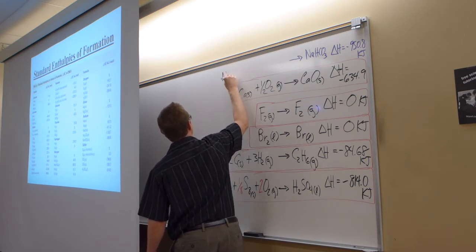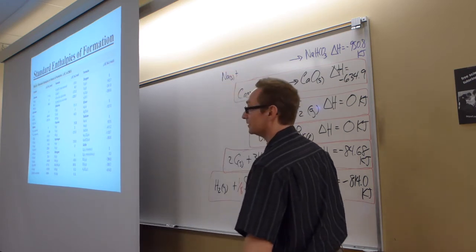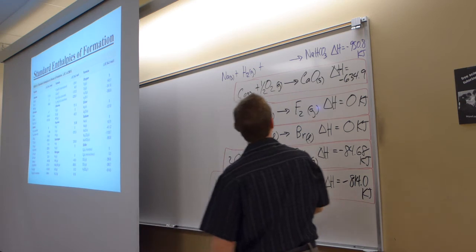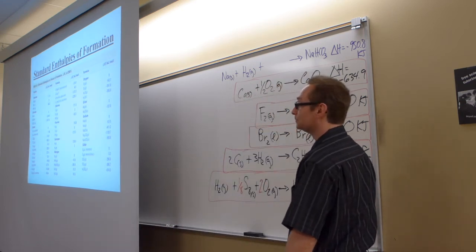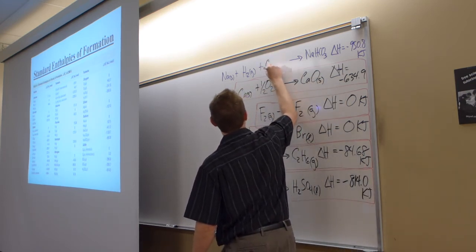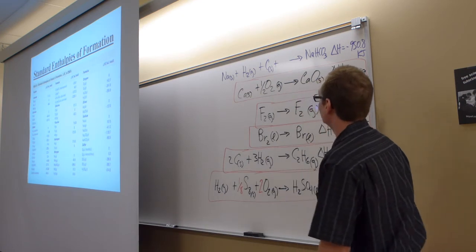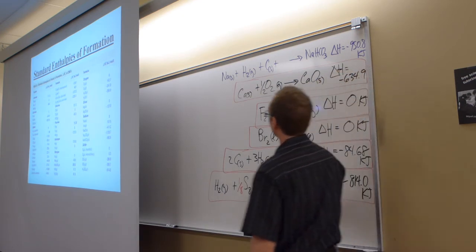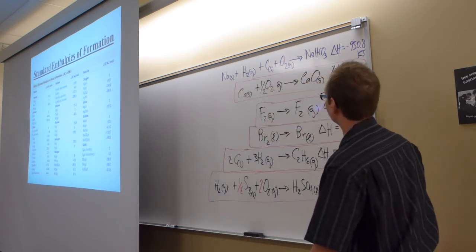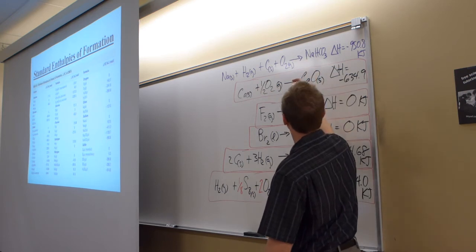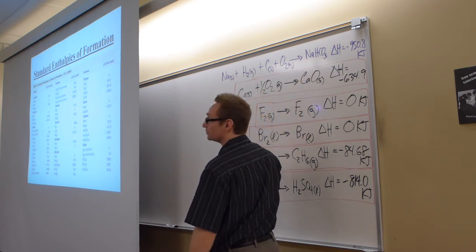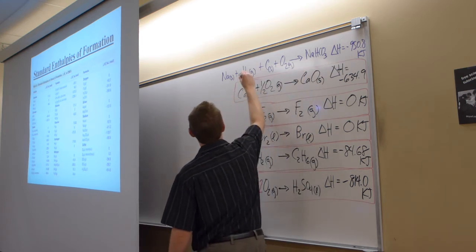All right, Na solid plus H2 gas plus, right, carbon solid plus O2 gas. All right, and then we balance it. One sodium on both sides, we're good there. Two hydrogens, but only one hydrogen on the product side, so what do we do with the hydrogen? We make it 1/2.